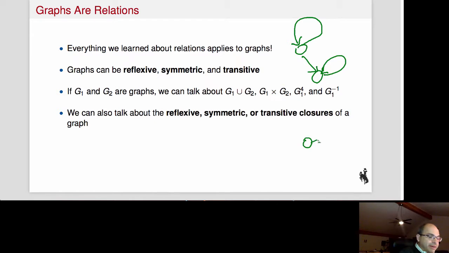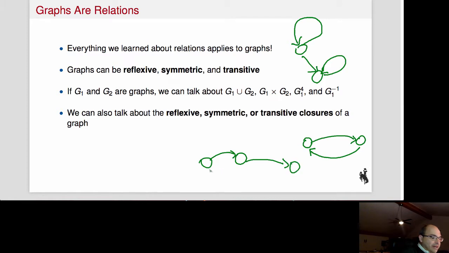Symmetric means that if I can get from A to B, that I can also get from B to A. That's what a symmetric graph looks like. By the way, in graph terminology, we usually call those, quote, undirected. And then what about transitive? If I can get from A to B, and I can get from B to C, then I can also get from A to C in one step. So this edge has to exist.